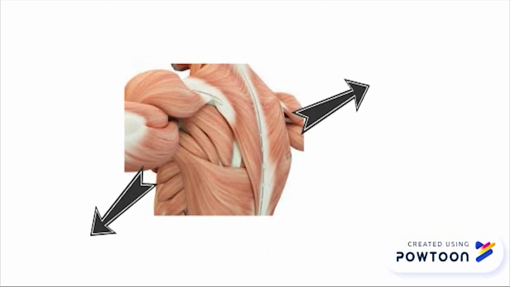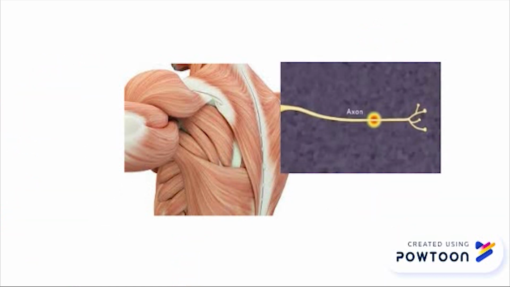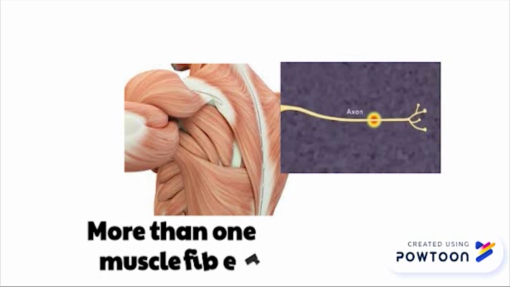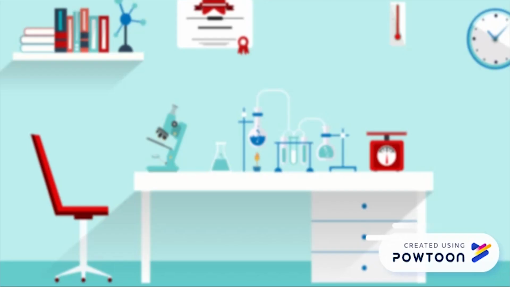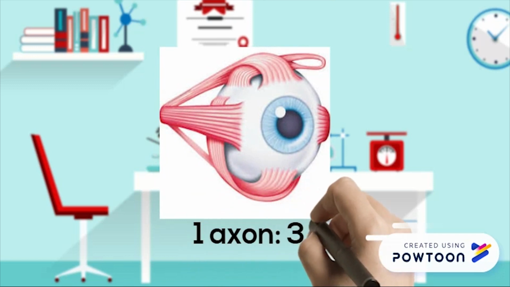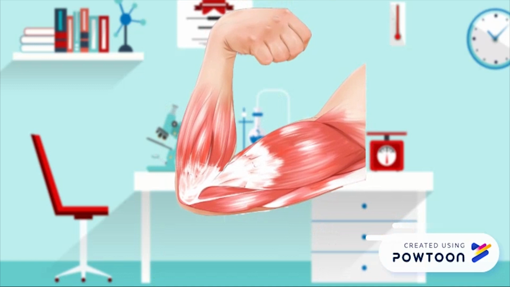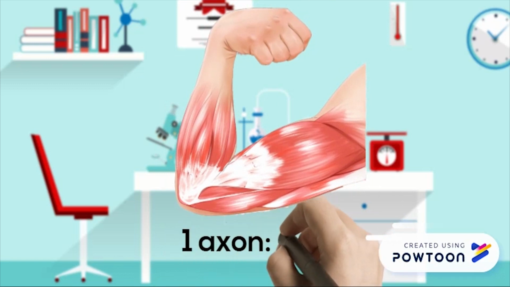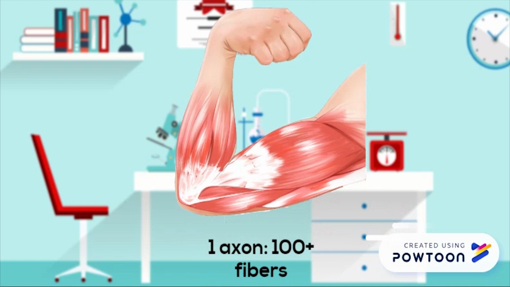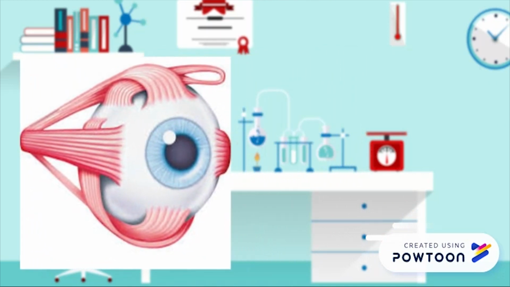Each muscle is composed of many fibers, although each muscle fiber receives information from only one axon. A given axon may innervate more than one muscle fiber. For example, the eye muscles have a ratio of about 1 axon per 3 muscle fibers, and the biceps muscles of the arm have a ratio of 1 axon to more than 100 fibers. This difference allows the eye to move more precisely than the biceps.